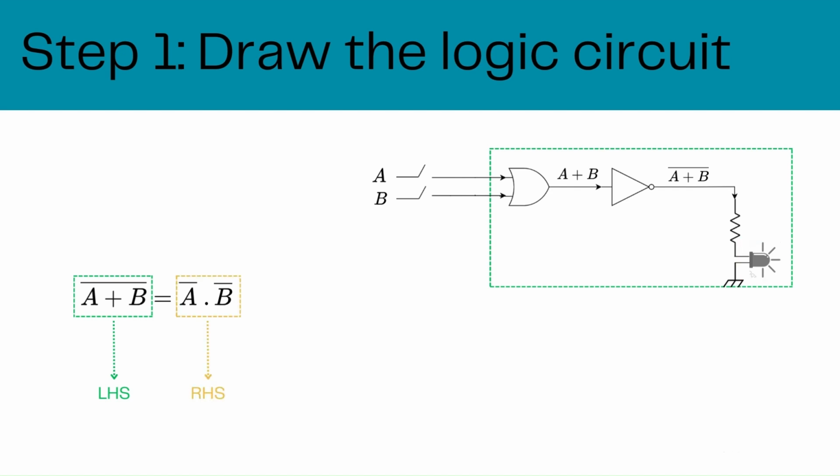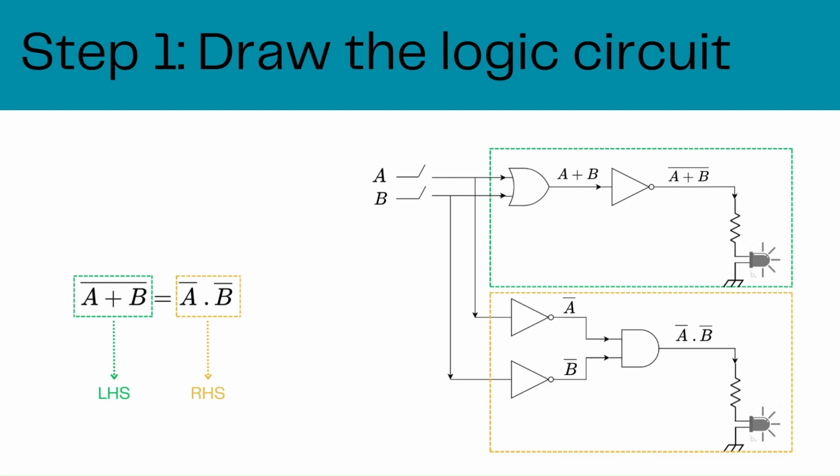Similarly, the right-hand side of the equality can be drawn. Here is the interesting part. If De Morgan's law holds, then the states of both the LEDs will be the same. In other words, for any combination of the binary inputs, if the first LED is turned off, the second LED will also be turned off. If, on the other hand, the first LED is turned on, then the second LED will also be turned on.